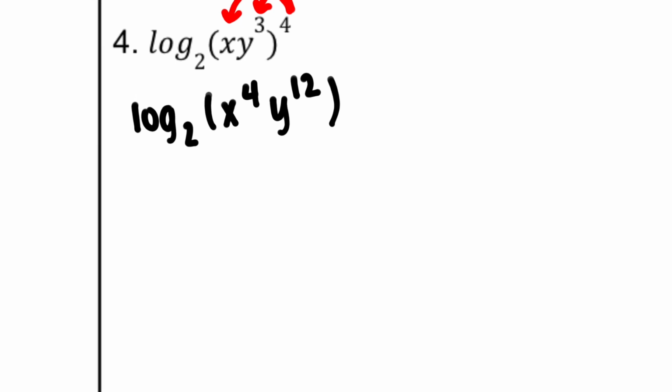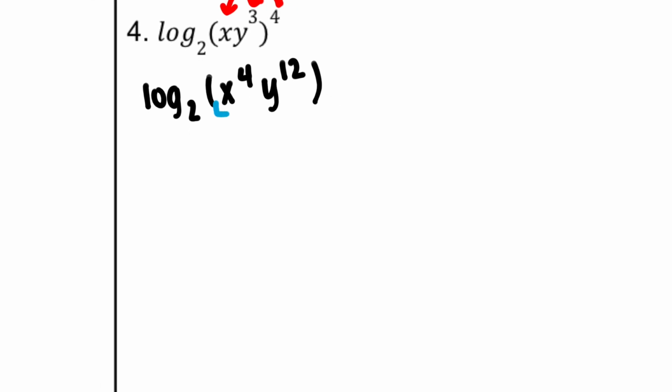Now I have something being multiplied, so I have this first part, which is x to the 4th, and the second part, which is y to the 12th. So that means I'm going to have two logs in my answer. So I have log base 2 of something, log base 2 of something. Since they're being multiplied, we are going to be adding.